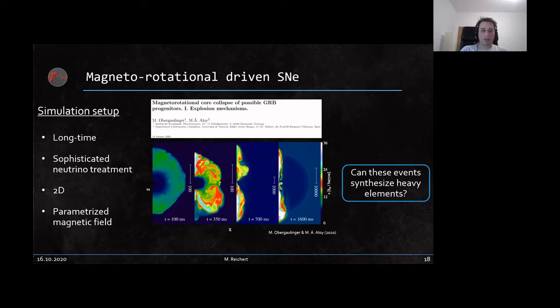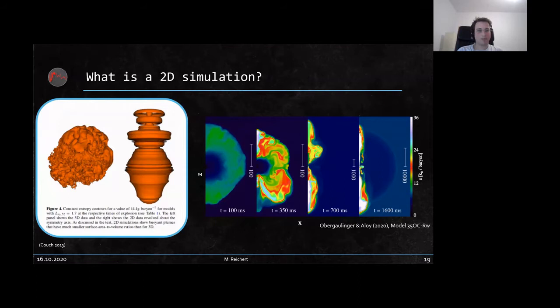Before going further, I said it's a 2D simulation. What does this actually mean? You can see that here always only half of it is shown. You have to think of these plots like in this right shape here, where you have a rotation axis, a symmetry axis around the z axis, whereas a full 3D simulation would look more like the left side here.